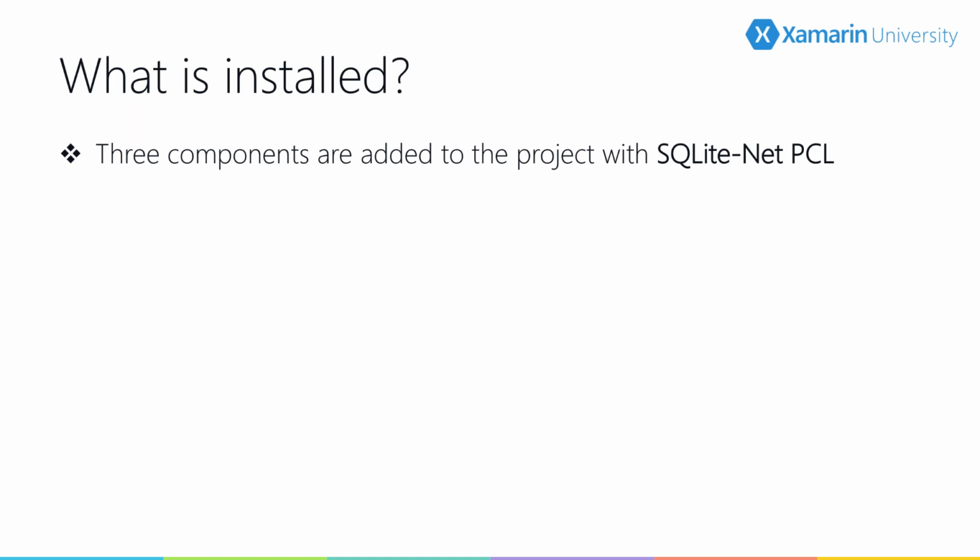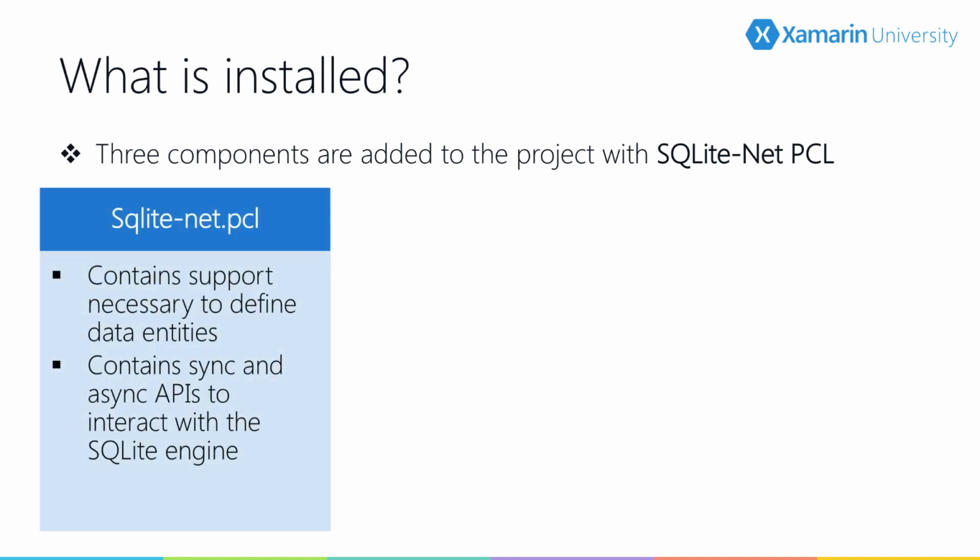When you add this component to your project, additional components will be installed. SQLite.net PCL is the core assembly that is included, and it contains all the classes to support and identify the data entities that will be saved and restored from the database. It's also giving us all the high-level classes that we will use to create, query, and work with those entities.